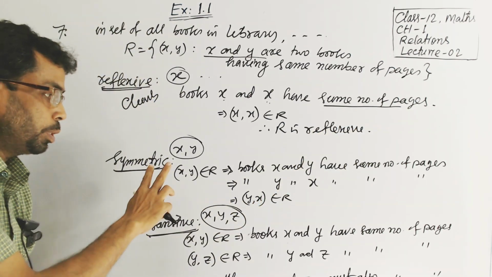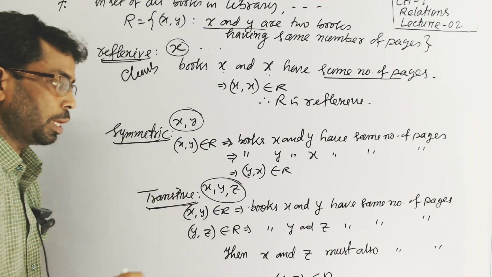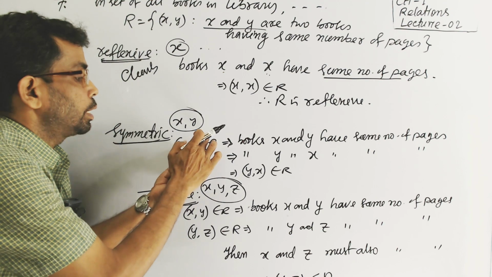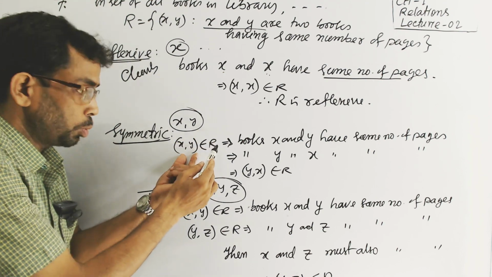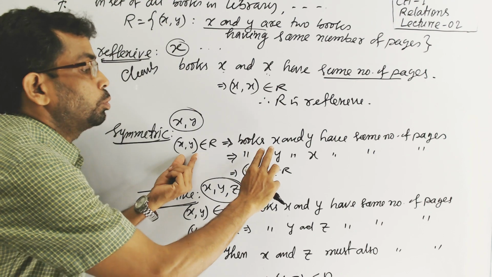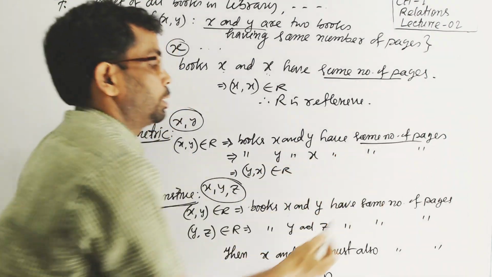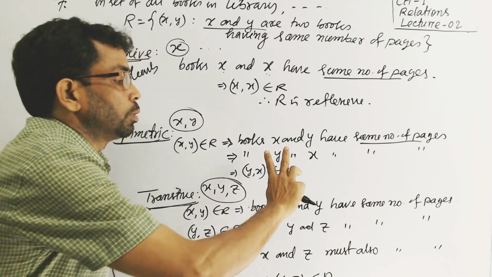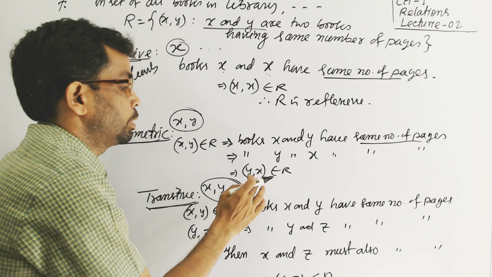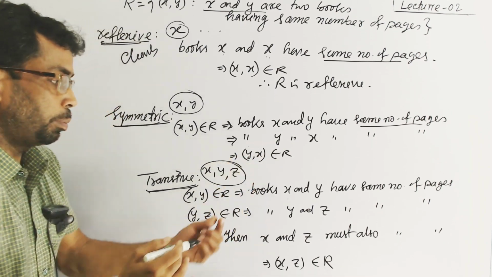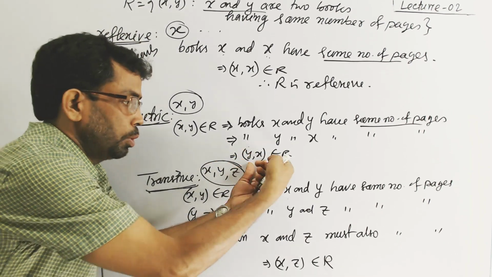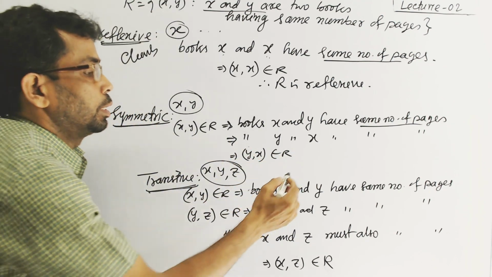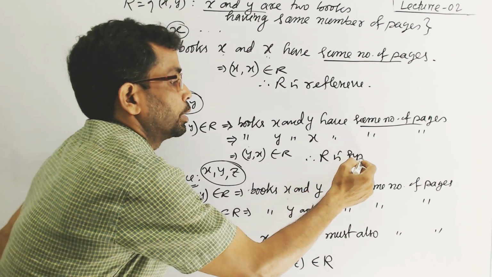To explain symmetric, we have to take two elements, that means two books in the library. So we are taking two books X and Y, and if X and Y are in the relation, that means the pair (X, Y) belongs to R, then the two books X and Y must have the same number of pages. Now X and Y have the same number of pages, we can change the order. Y and X have the same number of pages, and that means the pair made by the books (Y, X) is also in the relation. That means (X, Y) belongs to R implies (Y, X) also belongs to R, and therefore we can say the relation R is symmetric.